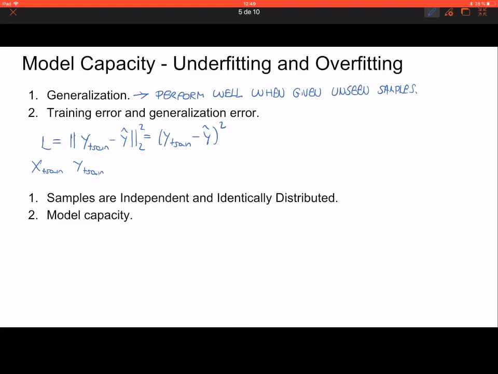Now, because we want a model to generalize well, that's the end goal. We want a model to not just be good with the samples that are in the training set, but be good with any other samples, because in the end we want to make predictions in general, not just with our training samples. We already know the labels of our training samples. We want to make predictions on new samples that we have never seen.